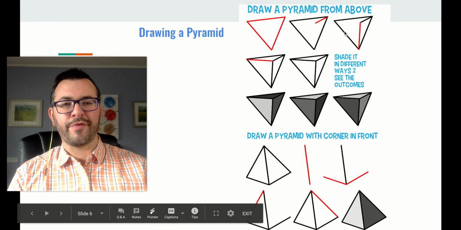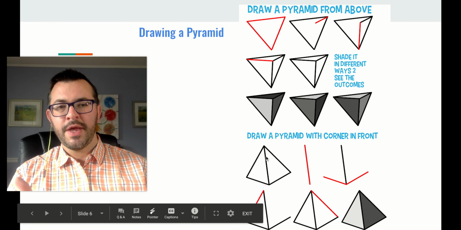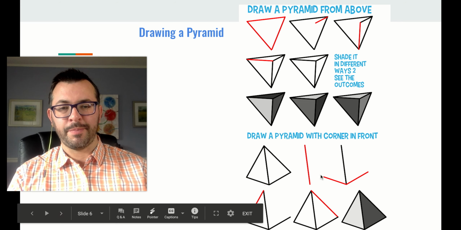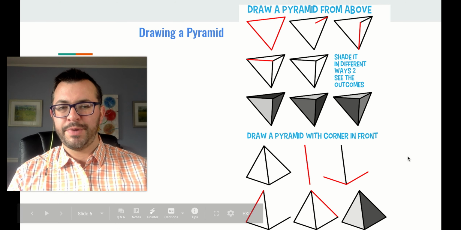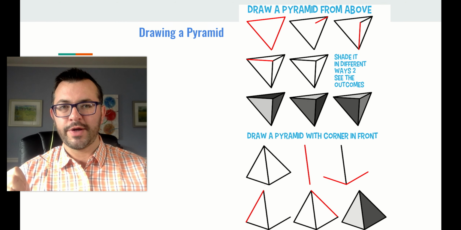Instead of looking at a pyramid from above, if you're looking at it from the side with a corner in the front, it shows you how to draw that, starting with 1 line, adding a V at the bottom. Those become the 2 bottom sides, connecting those with a line on the left, a line on the right, and then you shade it. There's your pyramid, looking at it with a corner in the front.